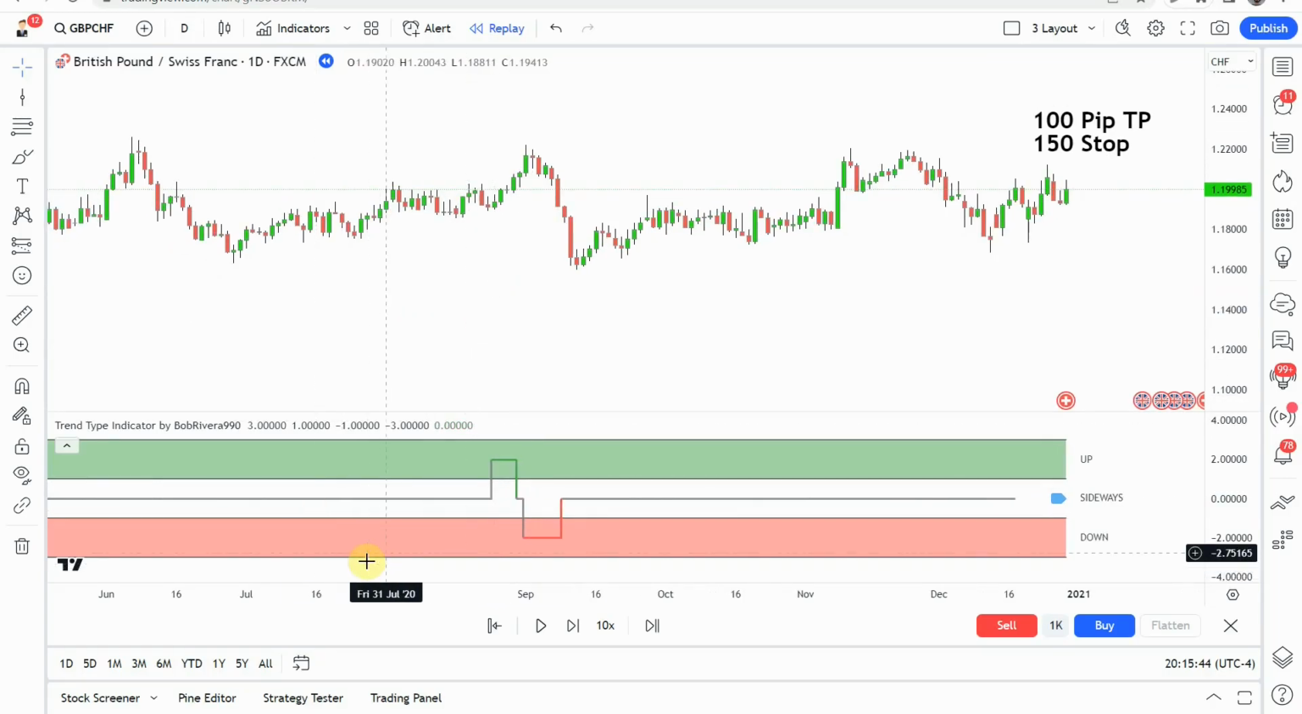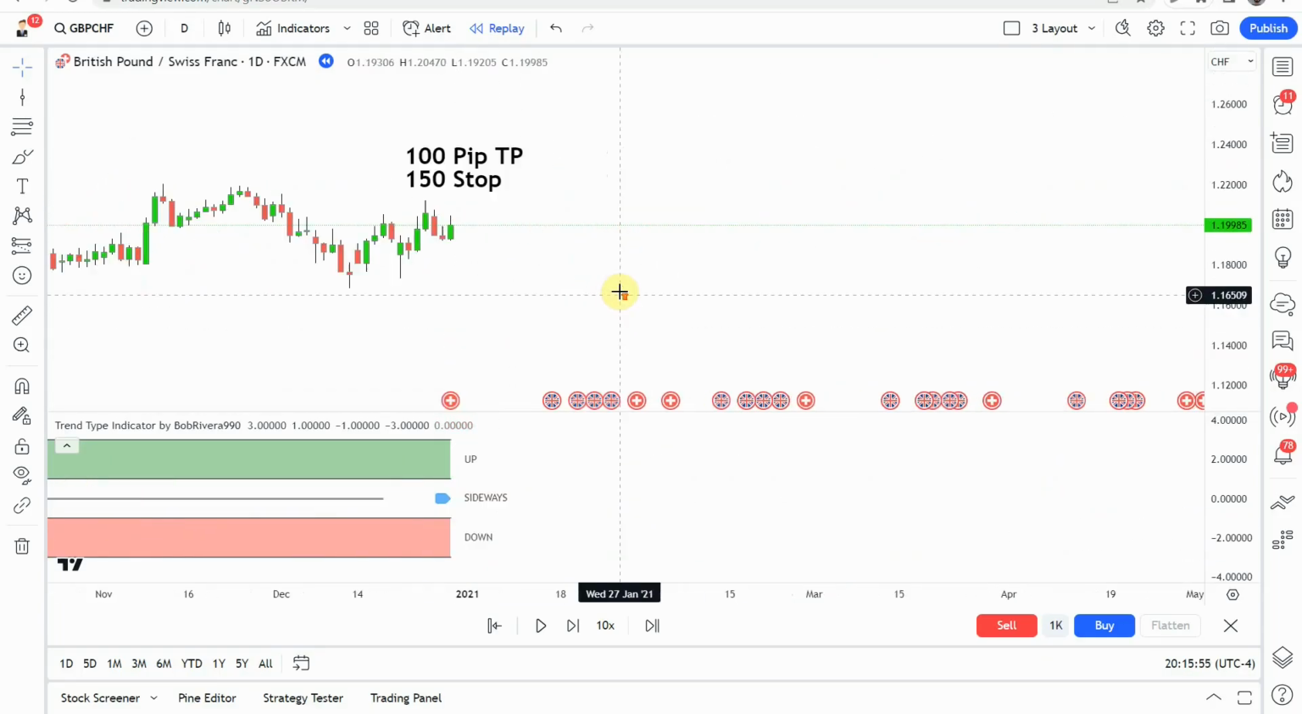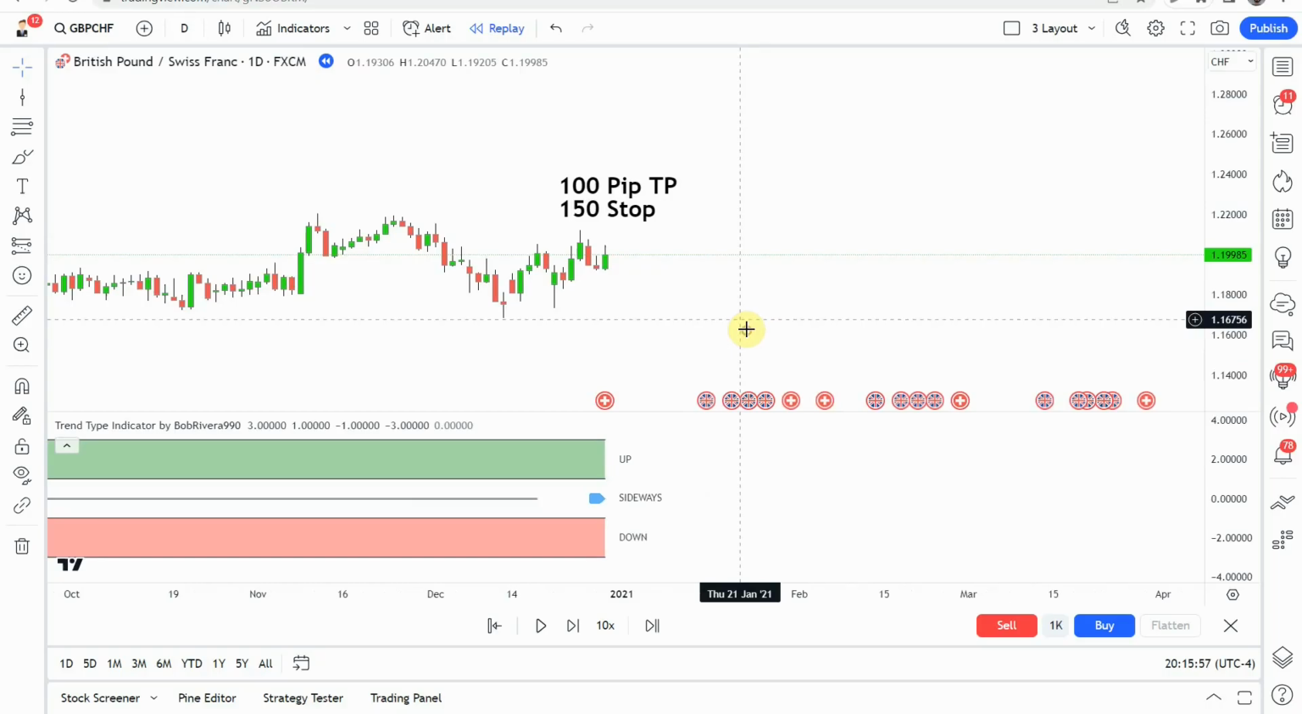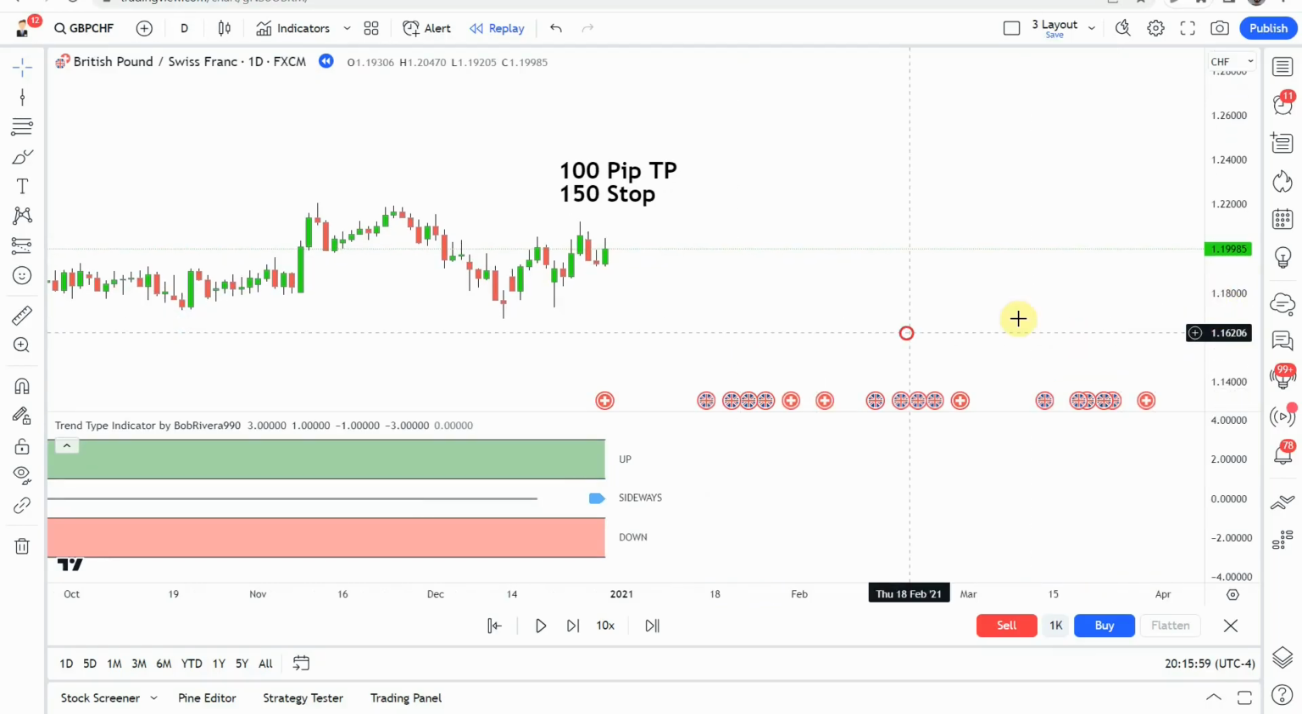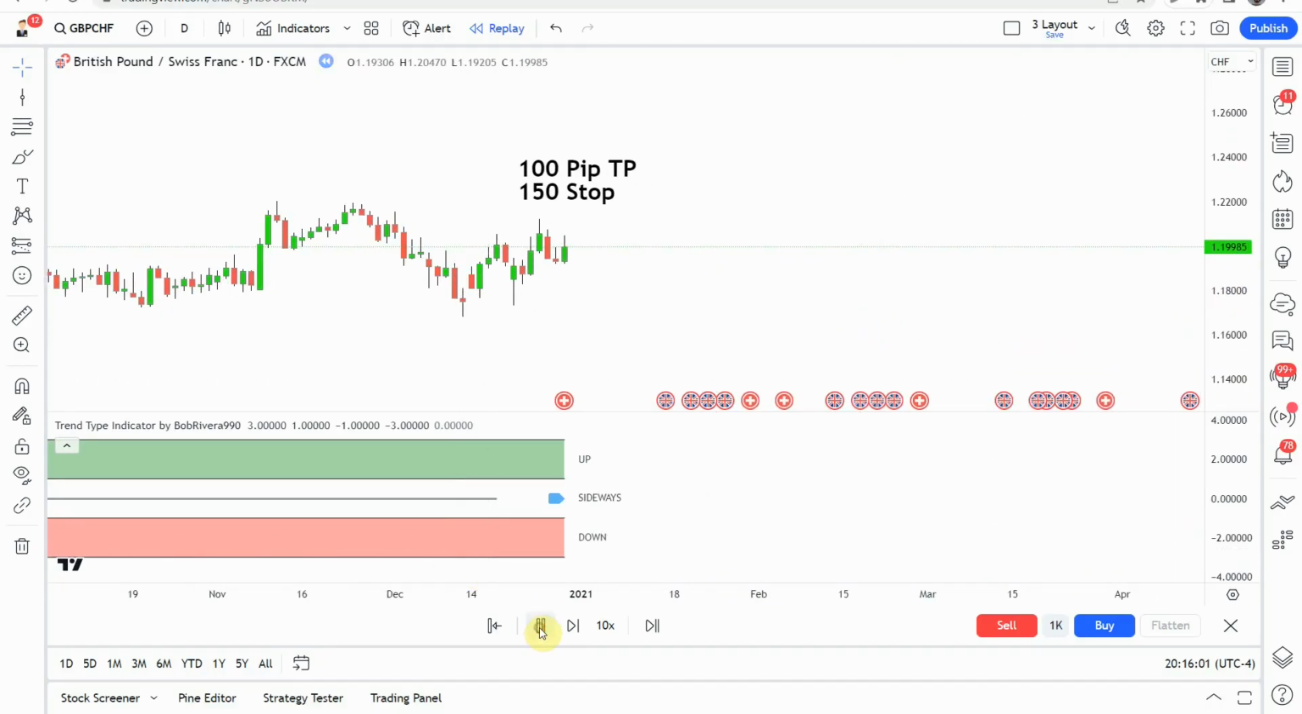And so what we're looking for is when the oscillating line spikes to the upside in the green area, that's going to be a signal to go long. When it spikes to the downside in the red area, that's going to be a signal to go short. So that's how we're going to test it. Let's go ahead and get on with the testing and see what we can get.